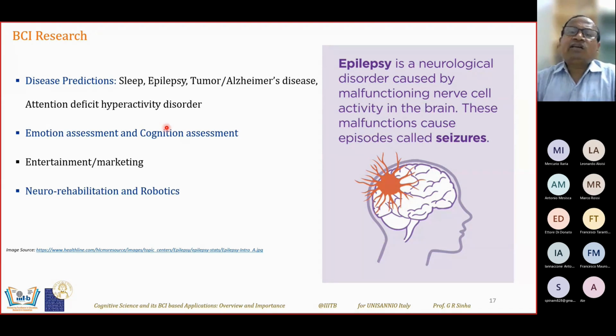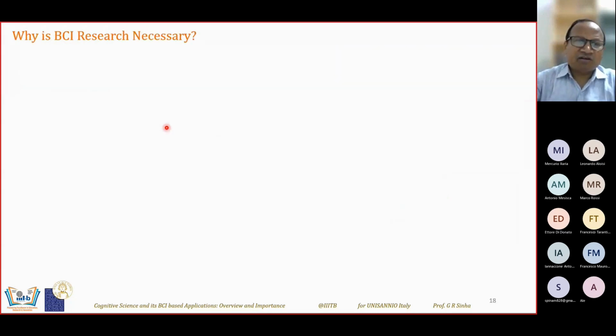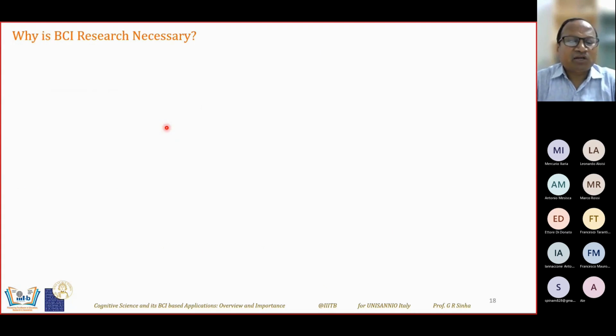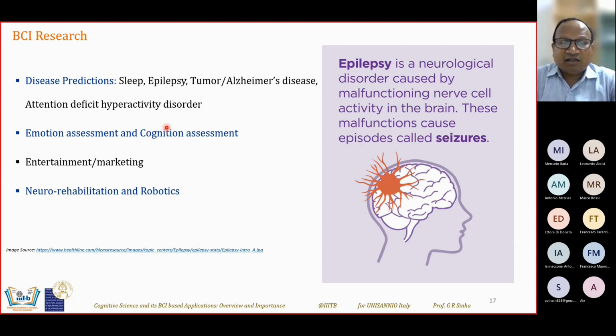Rehabilitation, I have already talked about in the introductory part of today's lecture. Neuro rehabilitation: you can rehabilitate a person and attempt to reduce the problem of disorder and disability. And of course, robotics is a major area where BCI research is going on. There are many more, like environment monitoring, pollution control, agriculture, manufacturing. There are so many, but I have just highlighted the major areas here. It doesn't mean these are the only areas where BCI research is useful.